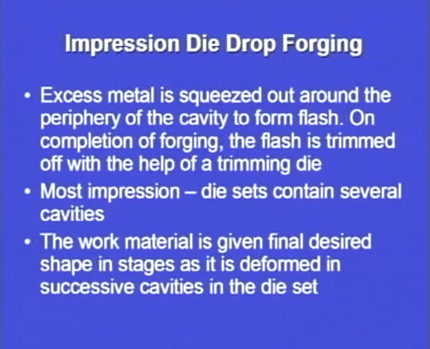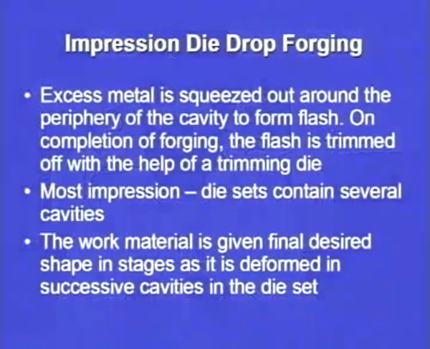The excess metal that is present. So, we know the volume of metal required to convert from a raw material to a final product, but sometimes some excess metal is squeezed out around the periphery of the cavity to form a flash. We can see here that there are two die surfaces that match together. When these two die surfaces match together, they will form a thin line at the periphery. So, at this periphery some flash of metal may come out. So, the excess metal is squeezed out around the periphery of the cavity.